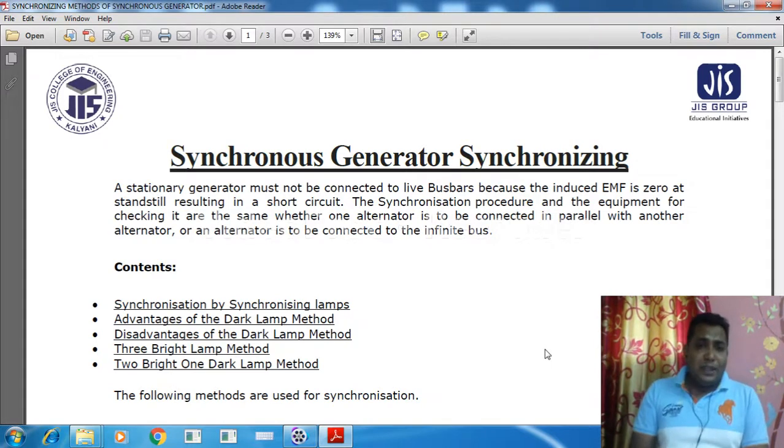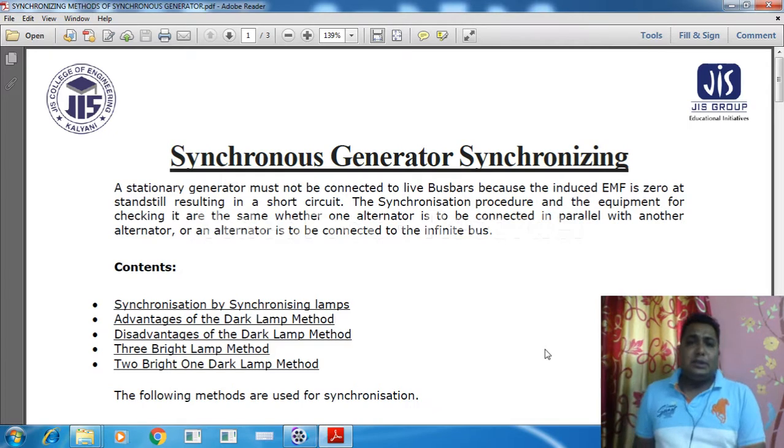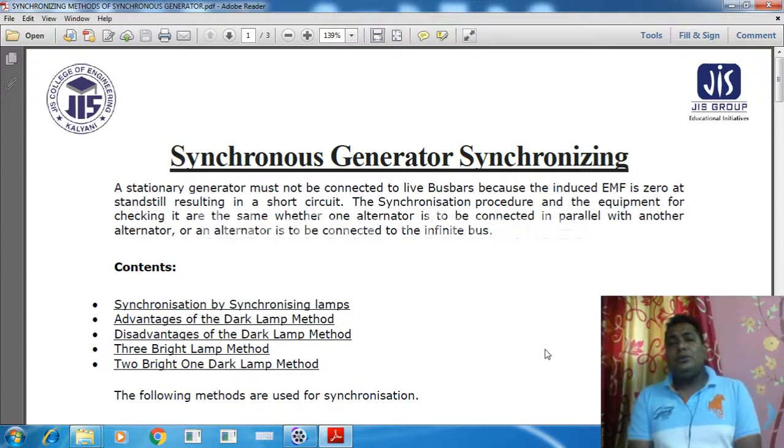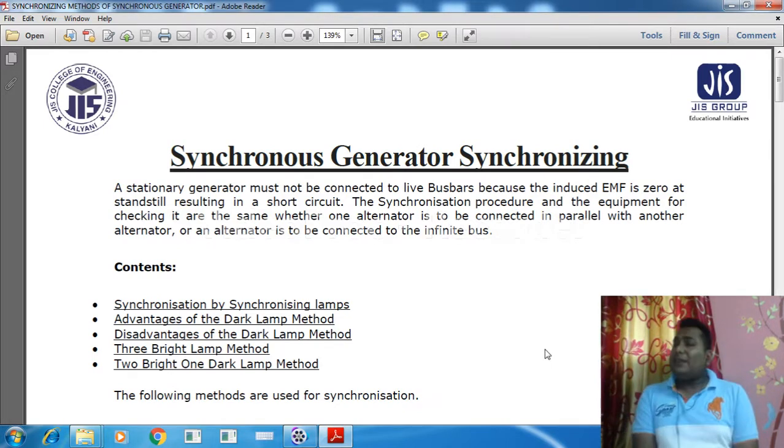So what we have to do is connect the incoming alternator to the bus bar system while it is in the running condition. So we have to think about which methods we have, and the conditions we know for paralleling alternators must be satisfied, otherwise we cannot do that. Let us see what is written here.